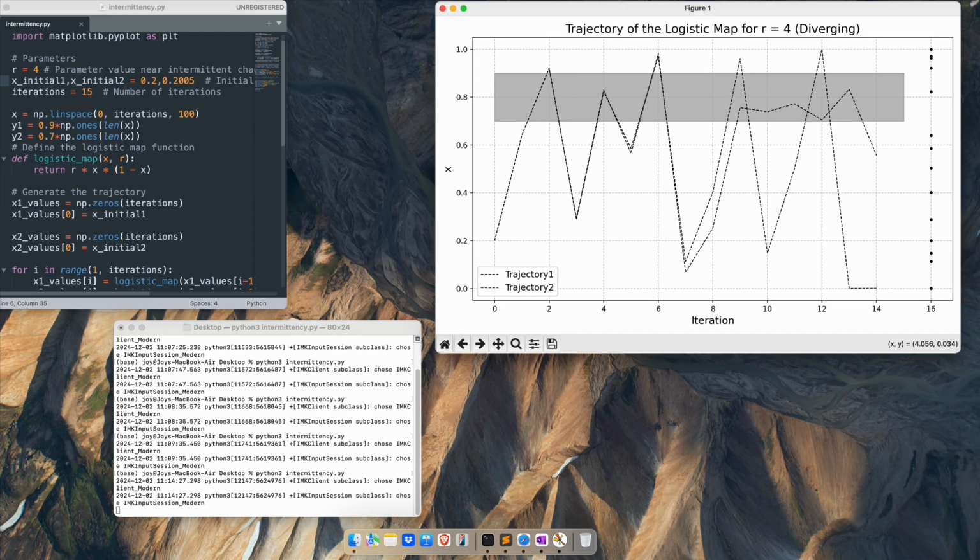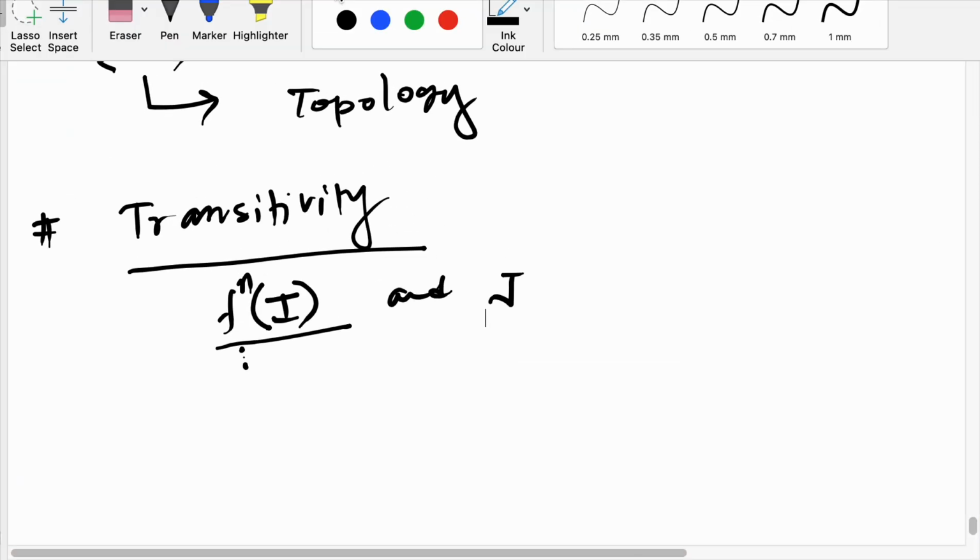So in general, what is the definition? Let me define the definition of the transitivity.